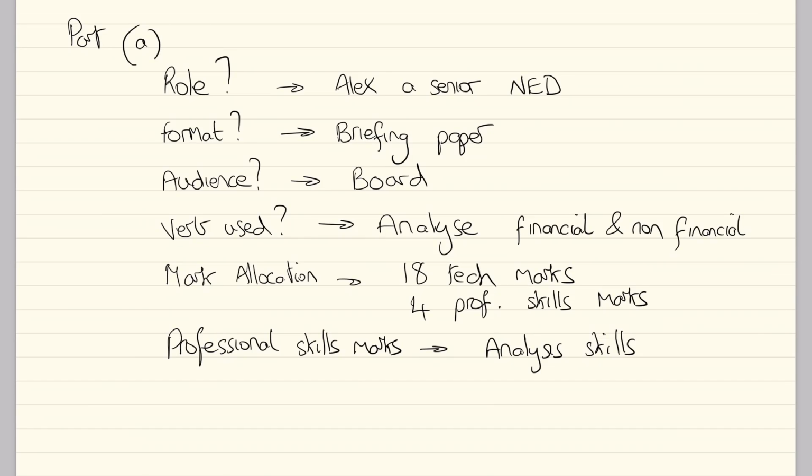So in Part A, who are we? What is our role? Well, we're a senior non-executive director. What format is required? We're required to produce a briefing paper. Who is the audience? It's the board. What verbs are being used? Well, we're asked to analyse both financial and non-financial. How many marks are being awarded? There's 18 technical marks and 4 professional marks, and professional skills marks are awarded for analysis skills. So they're the key starting points with every question we do on strategic business leader.